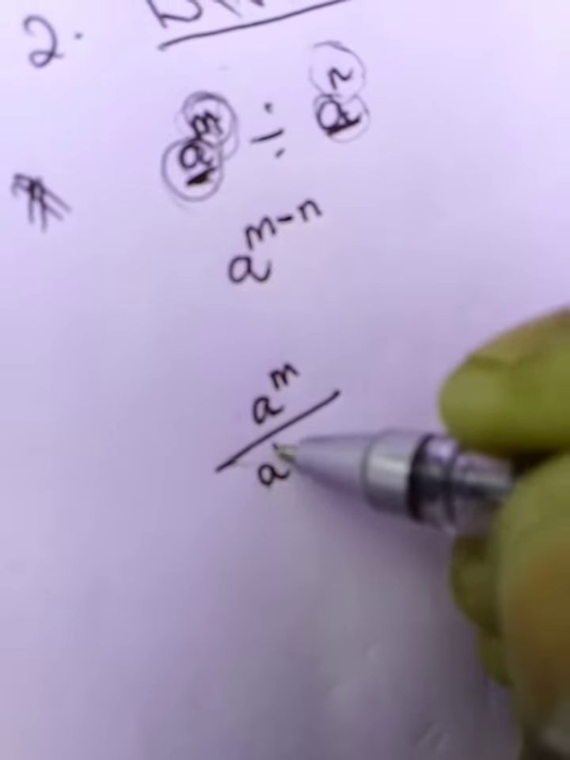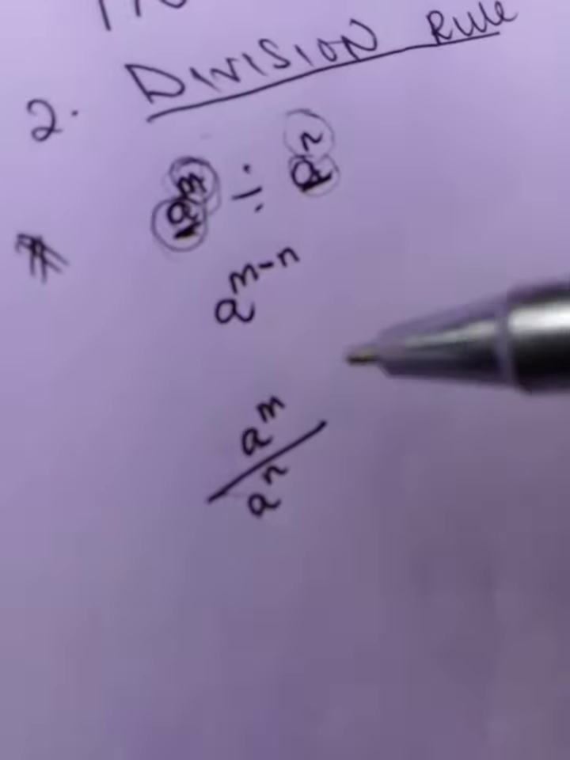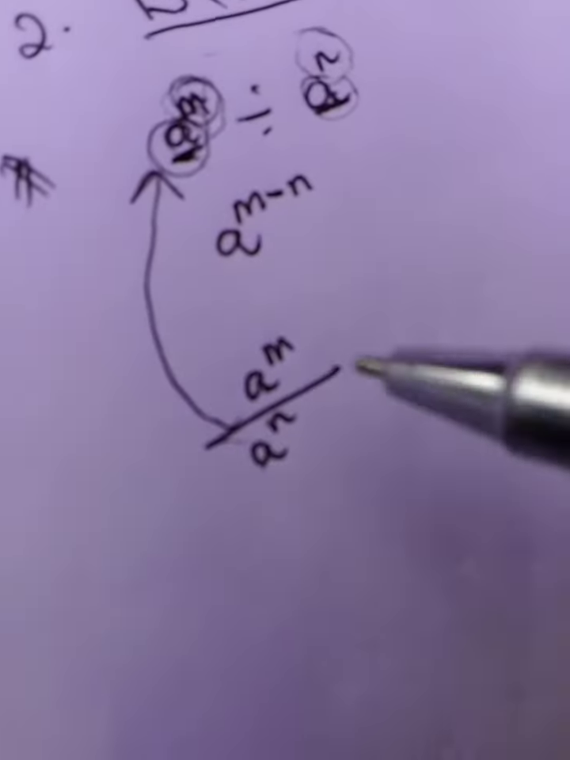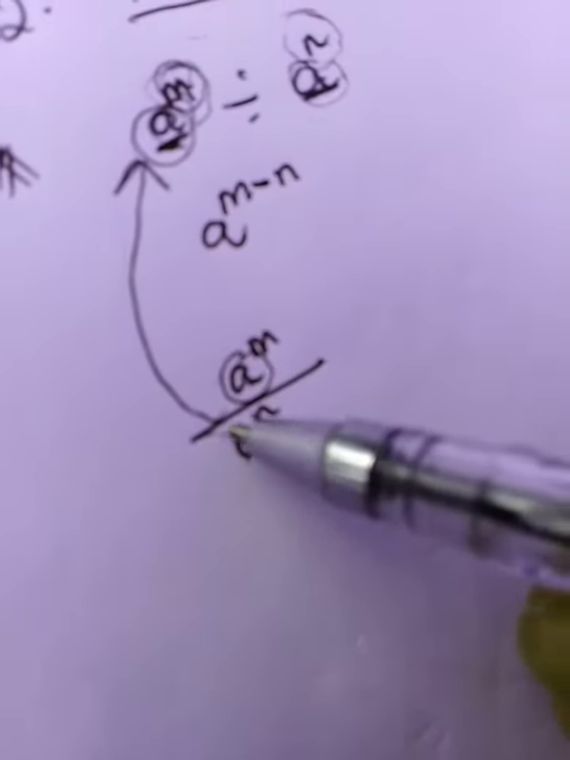Sometimes a question might come in this way: a to the power m divided by a to the power n. This is similar to this, it is one thing. What we are going to do here is look at our bases and our powers. We just maintain the base and subtract the powers. Our base is a, so maintain the base a, then subtract the powers, m minus n.